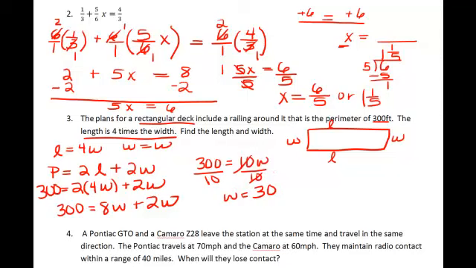And then I can now find the length. I'm sorry, this is the width, 30 feet, and now I want to find the length. Well, I know that the length is equal to 4 times W, and W is 30, so I just say length equals 4 times 30 feet, and so the length equals 120 feet.